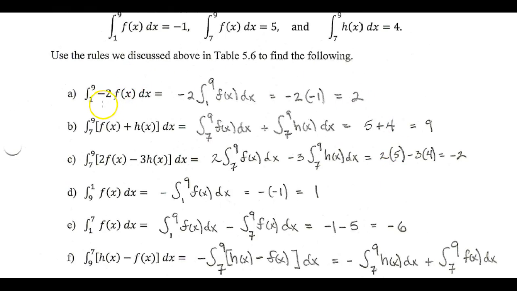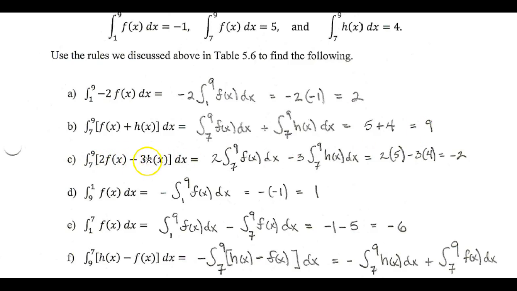Okay, so let's say we want the integral from 1 to 9 of minus 2 times f of x dx. This is the property where I can bring a constant out in front. I put the minus 2 out in front. Then I have minus 2 times the integral from 1 to 9 of f of x dx. We know that the integral from 1 to 9 of f of x dx is minus 1. So this is minus 2 times minus 1, which is 2. Next, the integral from 7 to 9 of f of x plus h of x dx. One of the properties is if we're adding two functions, we can break it up into two integrals. So that's the integral from 7 to 9 of f of x dx plus the integral from 7 to 9 of h of x dx. If I look up, those values are 5 and 4. So that's 5 plus 4, which is 9.